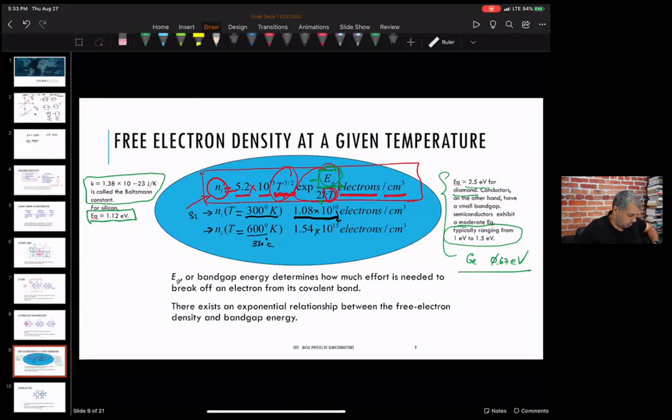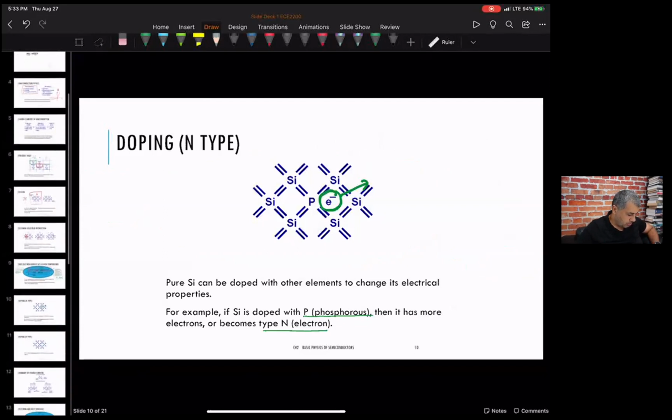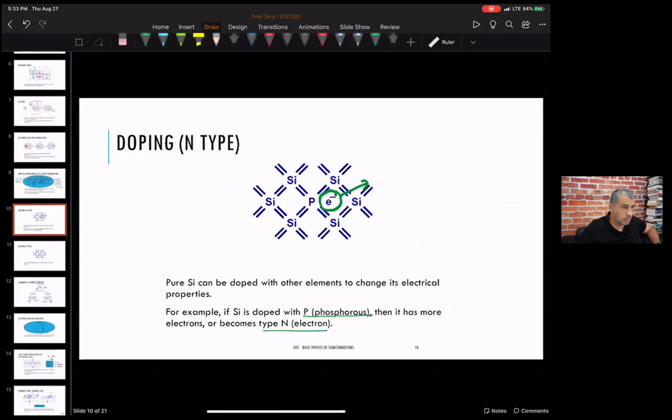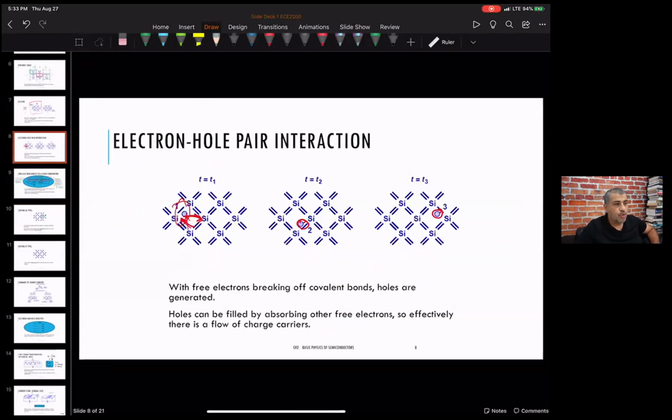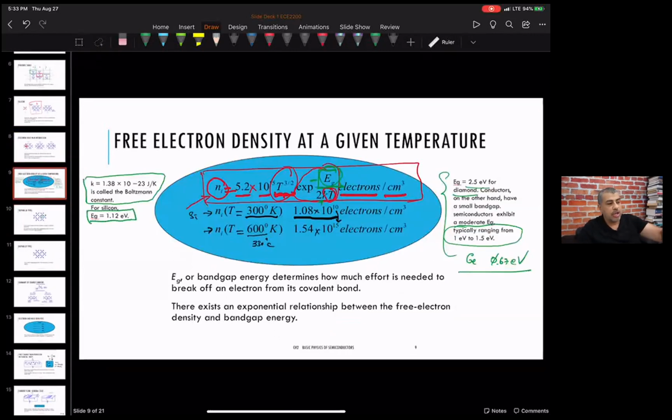Next, we also talked about how, by definition, let's say you have just plain, pure silicon material. For every electron that gets created, there's a hole created, or a lack of electron created. So there's exactly the same number of electrons and holes.